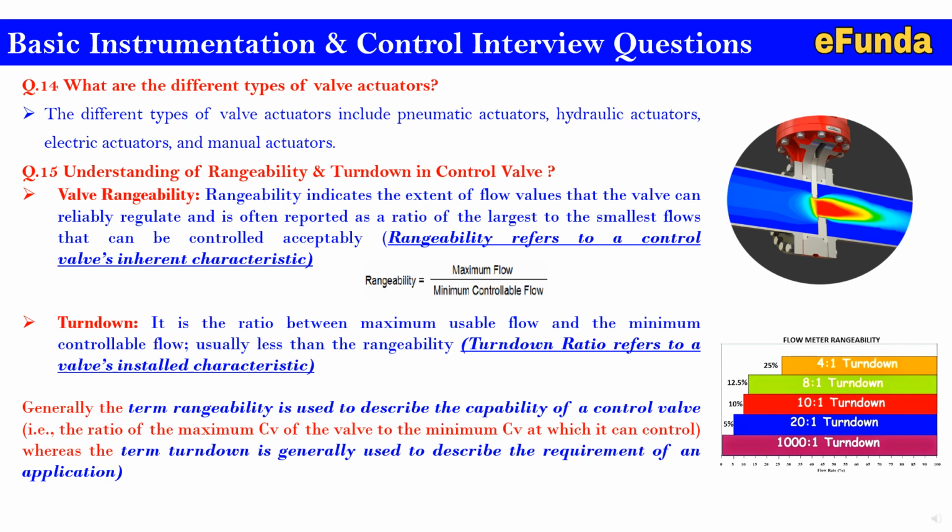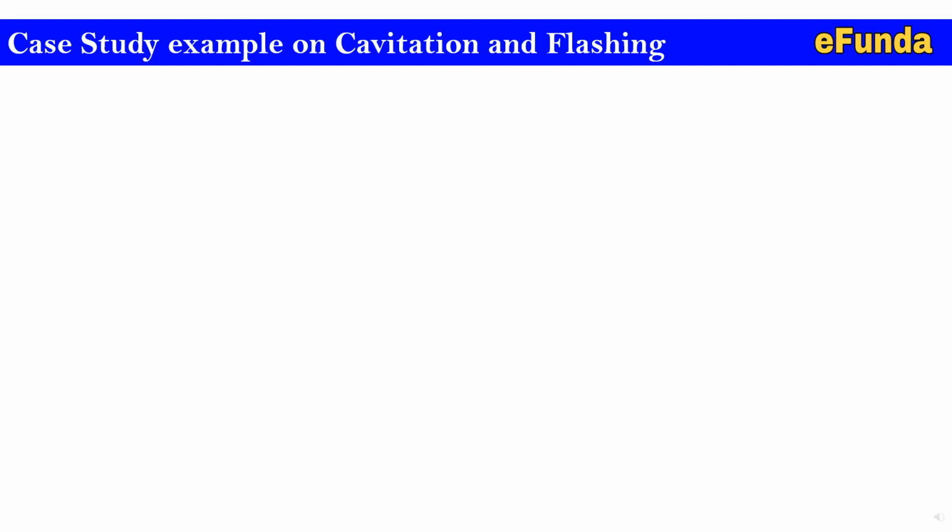Generally, the term rangeability is used to describe the capability of a control valve, that is a ratio of the maximum Cv of the valve to the minimum Cv at which it can control, whereas the turndown is generally used to describe the requirement of an application where this control valve is being used. Now the most critical part, we are seeing a case study example on cavitation and flashing.